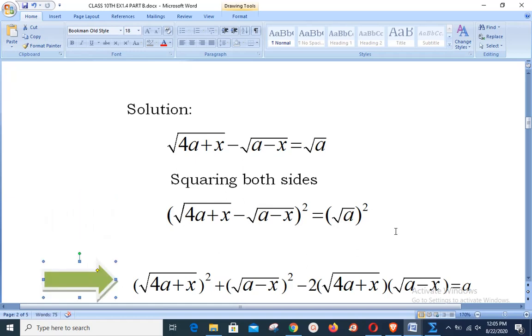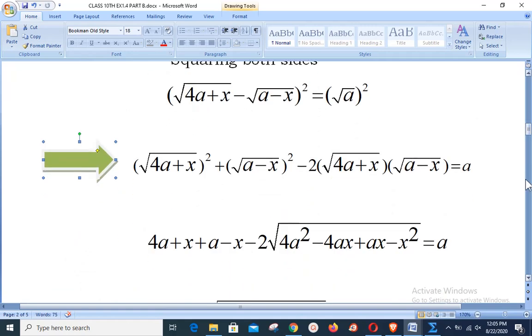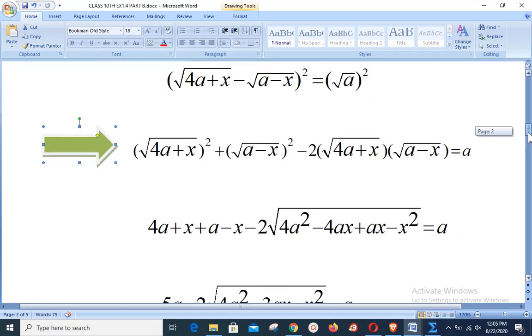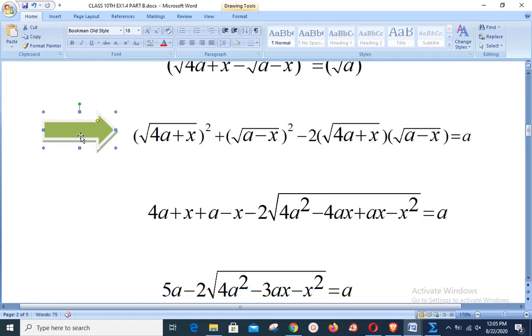Clearly, the left hand side is of the form a minus b whole square, which becomes a square plus b square minus 2 into a into b, whereas on the right hand side the square root of a and the square both get cancelled and we are left with only a. On the left hand side, in the next step, the same is done in the first term: the square root and square get cancelled, we are left with 4a plus x.